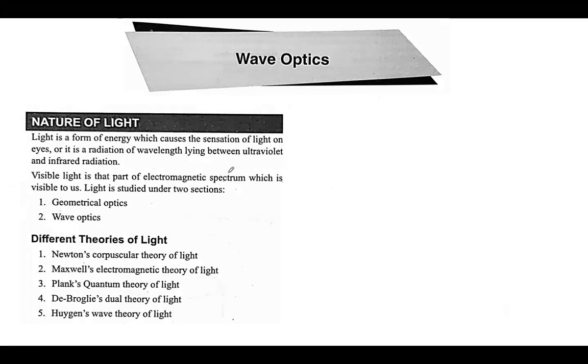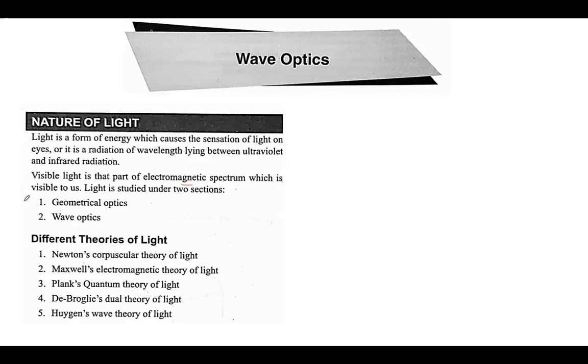Wave optics में सबसे पहले, see, we'll just rush through the theoretical part. So light is a form of energy which causes the sensation of light on eyes, or it is radiation of wavelength lying between ultraviolet and infrared radiation. Visible light उसी के बीच में होता है. So visible light is that part of electromagnetic spectrum which is visible to us.